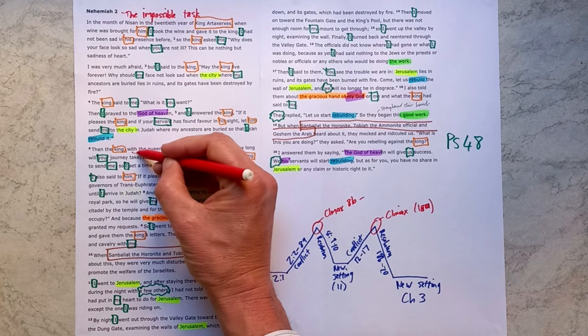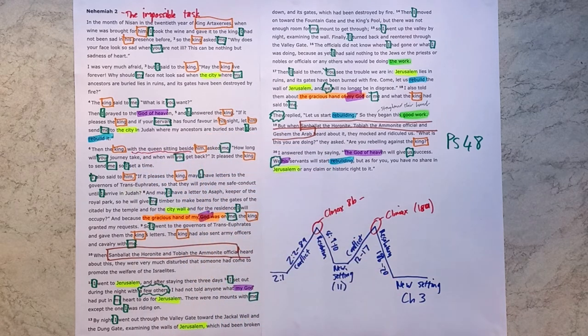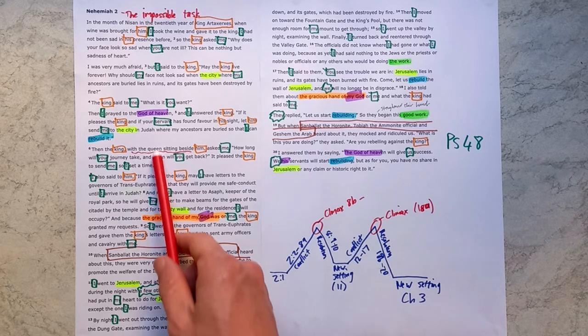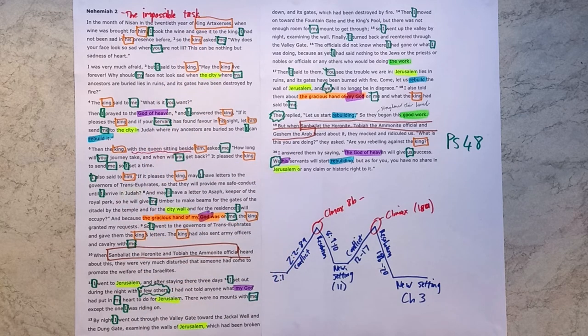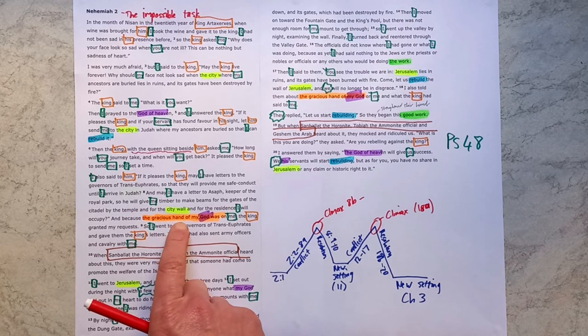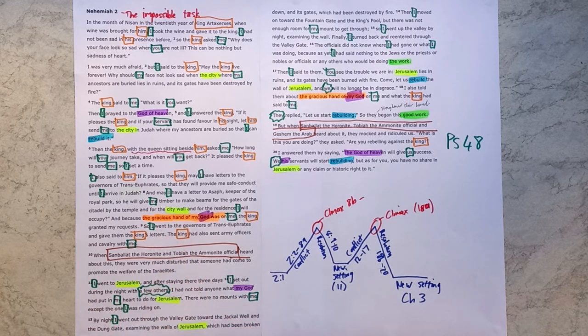Interestingly, we also see the queen introduced here. Now, commentators make different points about this, but she probably wouldn't have normally been with King Artaxerxes in the throne room, so it probably means this was a special occasion, something like the king's birthday. And so that may have helped the king to be favorably disposed towards Nehemiah, but all of that is God at work by his gracious hand in the details, working everything out for the good of Nehemiah, this one who trusts in the Lord.